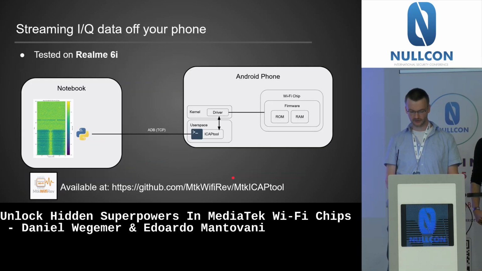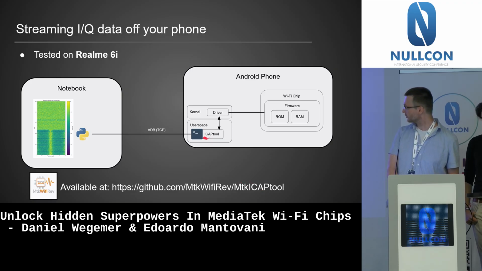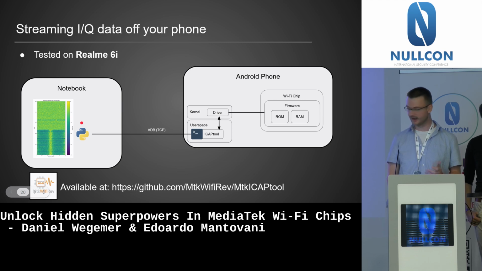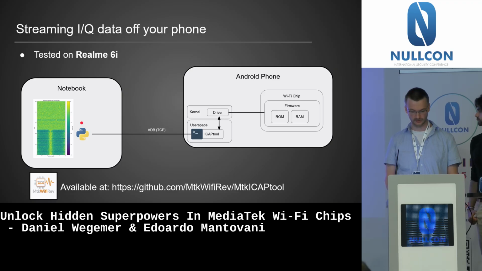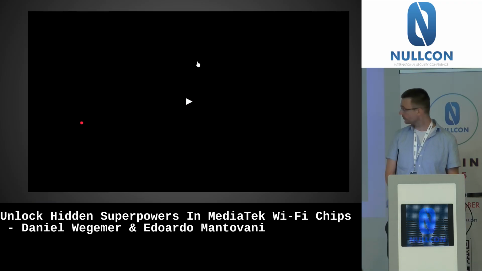So how this looks like in our implementation is we tested this on the Realme 6E. The block diagram just has the ICAP tool within the Android phone, and then we have some Python script on a notebook which you can use to extract the IQ data. For this we used the Android Debug Bridge, and we set up a TCP tunnel in order to send the data towards the notebook. You can find all of this in our GitHub repository here at the bottom. There will be a link also later on. And let's go for some demo.